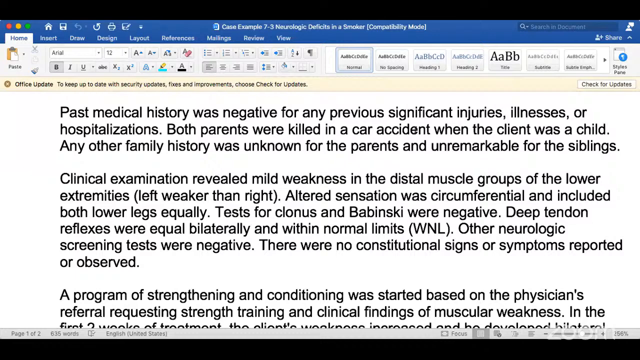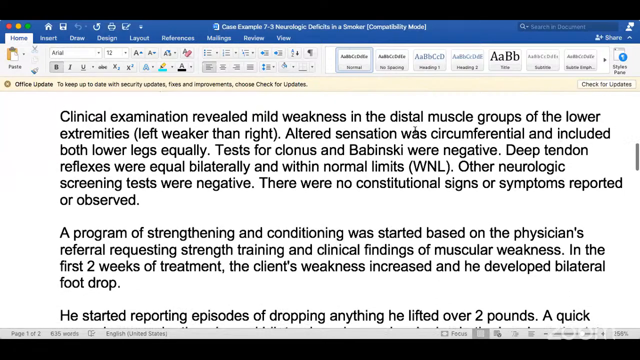Clinical examination revealed mild weakness in the distal muscle groups of the lower extremities. Left was weaker than right. Altered sensation was circumferential and included both lower legs equally. Tests for clonus and Babinski were negative. Deep tendon reflexes were equal bilaterally and within normal limits. Other neurological screening tests were negative. There were no constitutional signs or symptoms reported or observed.